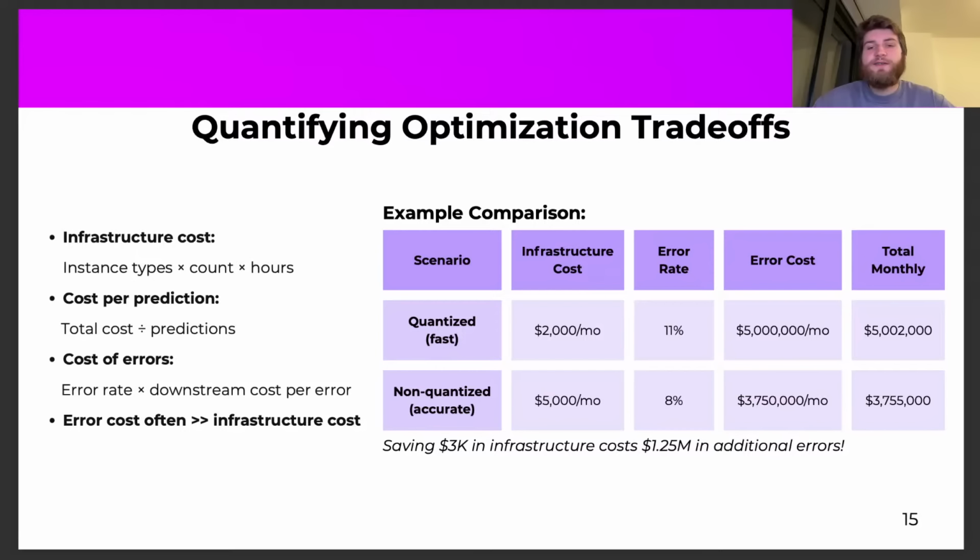100,000 additional errors times 25 equals 2.5 million additional cost. Still not great, but better. You need to find the accuracy level where the marginal cost of error equals the marginal infrastructure savings. The key insight here is know your error costs. Without this number, you're optimizing blind. Work with your business stakeholders to quantify what errors actually cost, then make data-driven optimization decisions.